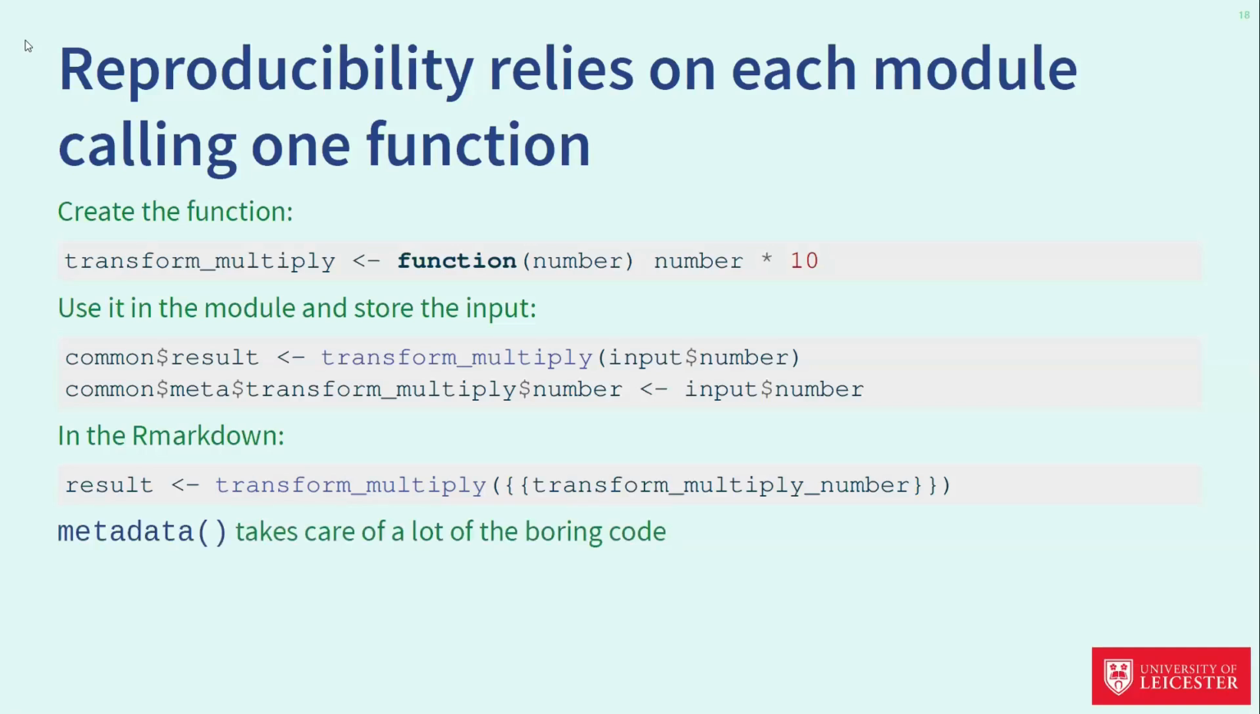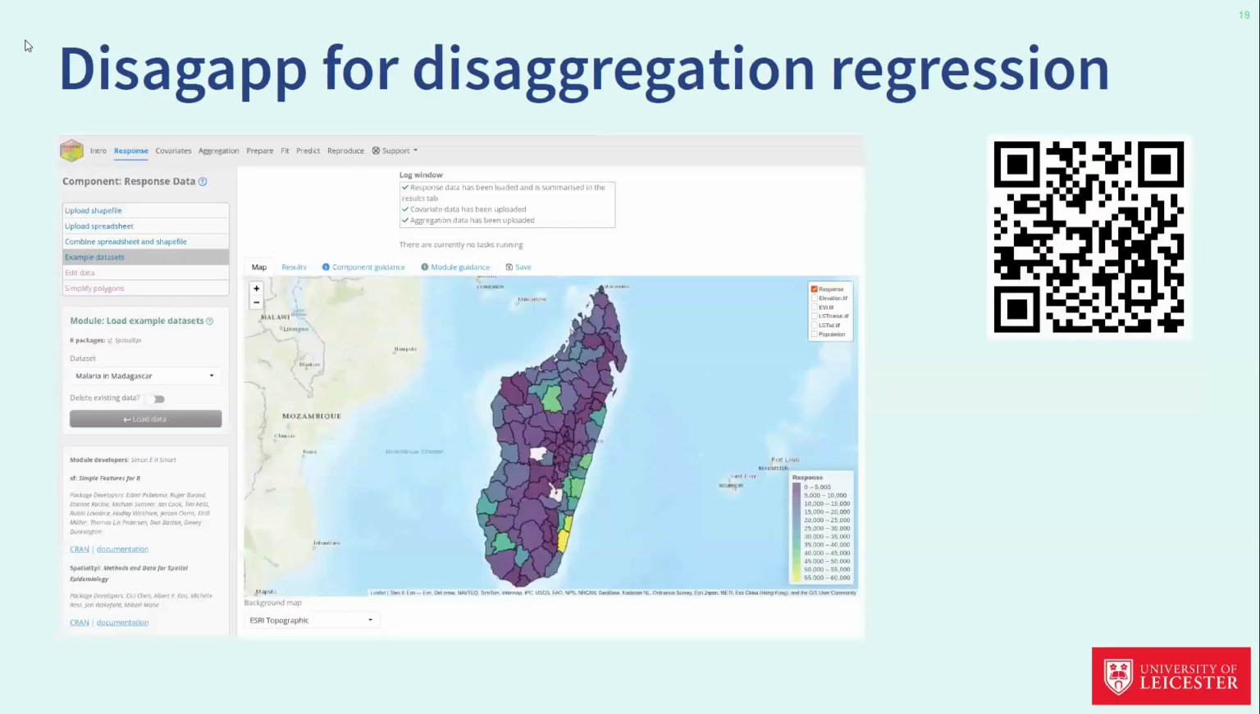We then use that same function, which can be knitted with the same input that was used in the app. And also created a function called metadata, which takes care of a lot of this boring code. As you can see, there's a lot of repetition and duplication of names and things. And this metadata function basically handles all of that.